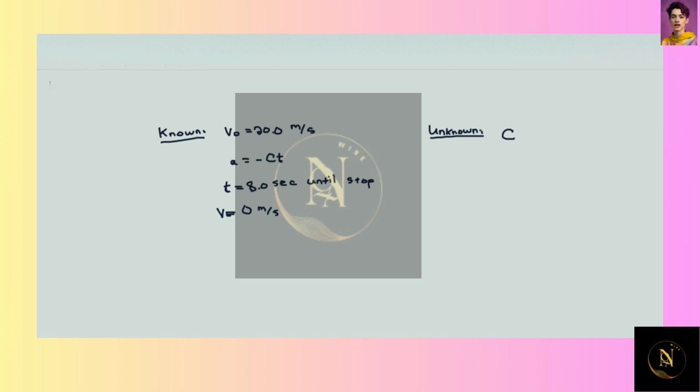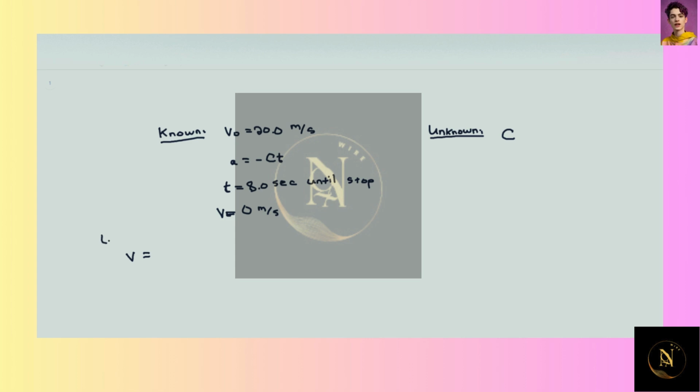In this problem, we're given an initial velocity of 20 meters per second, an acceleration of the form minus big C times t, that it takes 8 seconds until the object stops. And then obviously when the object stops, it'll have a final velocity of 0 meters per second. And we're asked to find C. To do this, we need to integrate this form of the acceleration to get v of t.